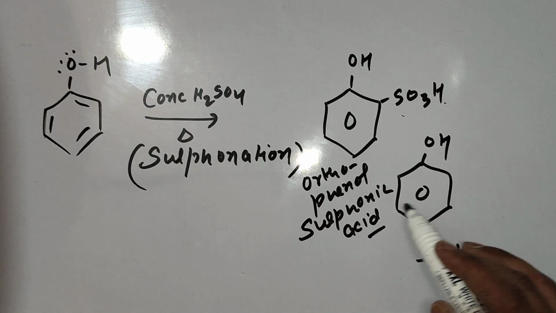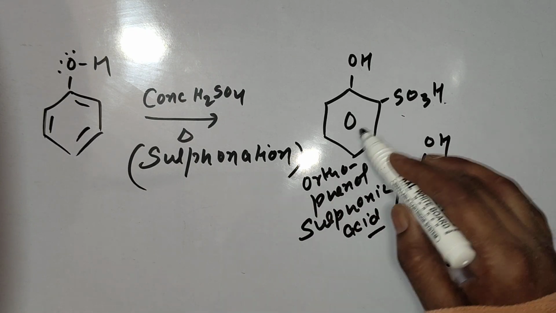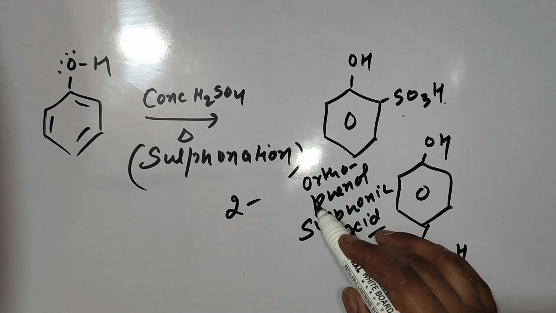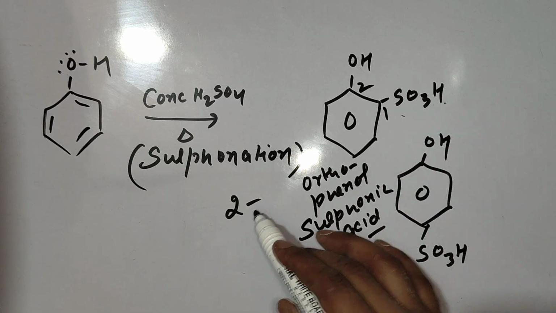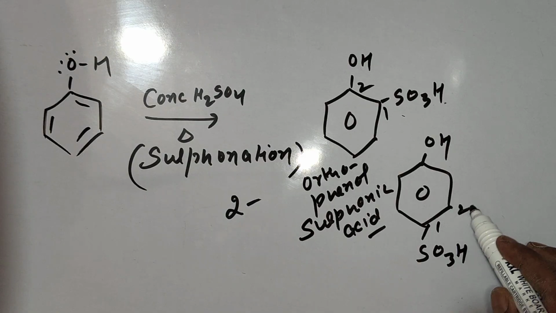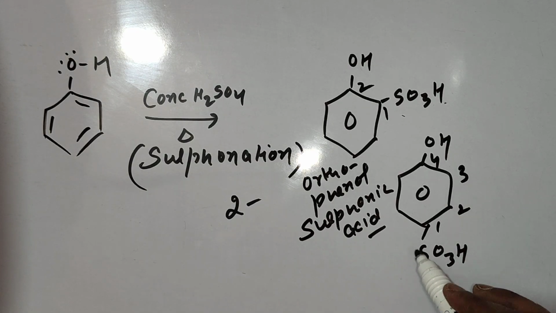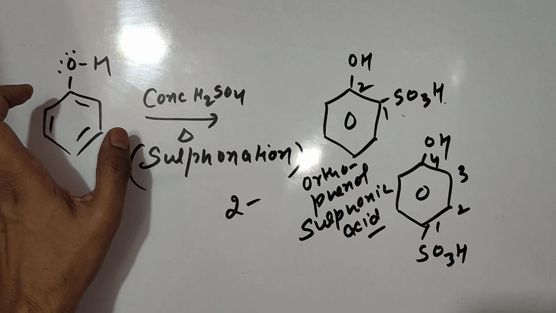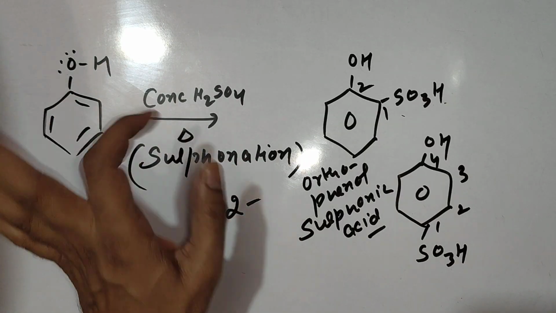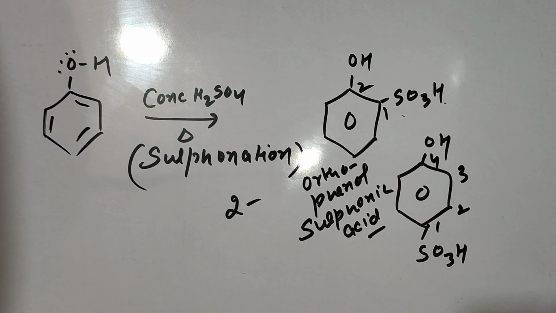It is paraphenol sulfonic acid, or you can call it 2-phenol sulfonic acid. 1 number to this, 2 number to this. So 2-phenol sulfonic acid, and this one is 4-phenol sulfonic acid. Sulfonation in this fashion: just treat phenol with concentrated sulfuric acid and heat it. Let's check the mechanism quickly.